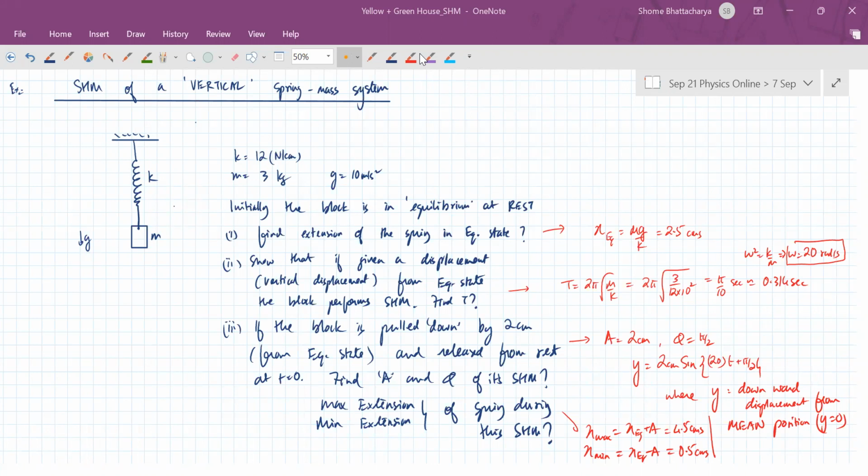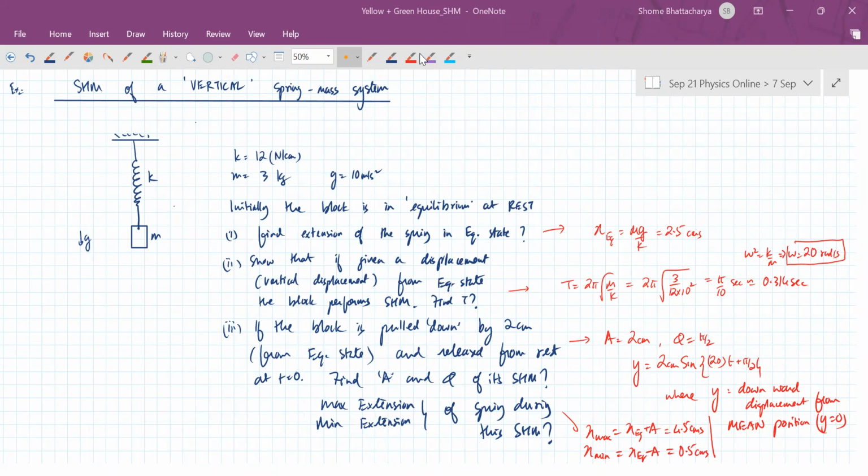Excuse me, sir. Yes. What is the doubt? Sir, K is given in Newton per centimeter, while G is given in meter per second square. So, don't we have to convert cm to m or m to cm here? Yeah, you can do that also. Okay, you will get the same answer.